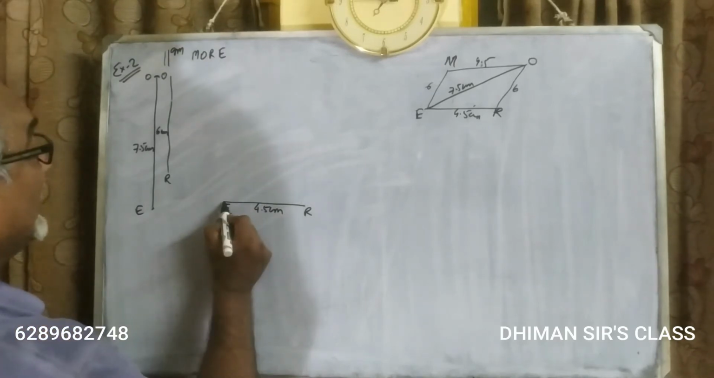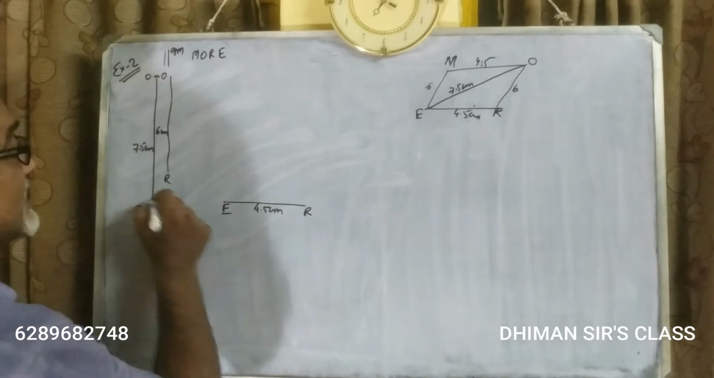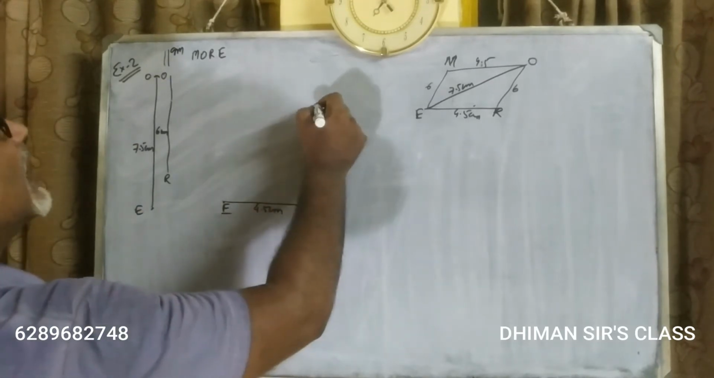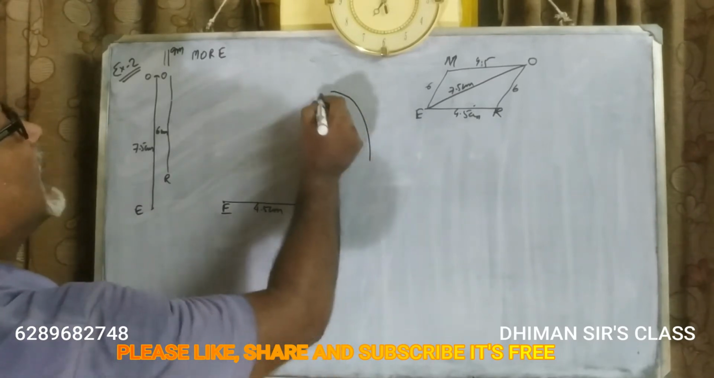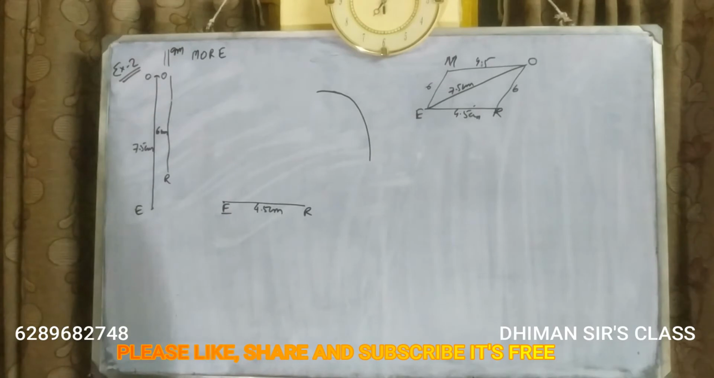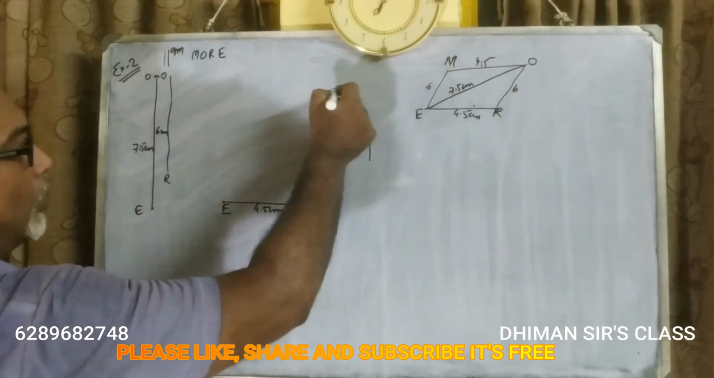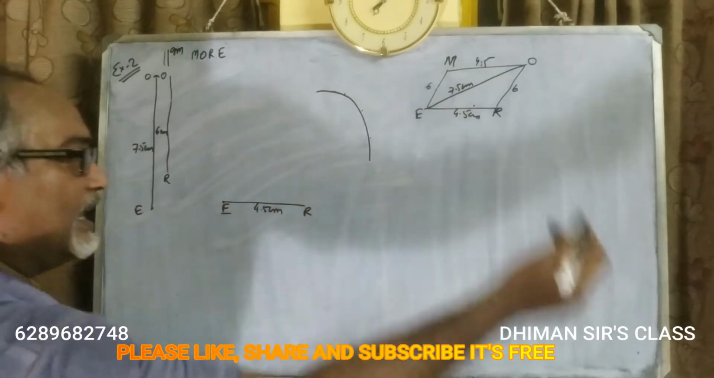So E, put this measurement, this needle should be kept here on E and draw a big arc like this. Okay, means as per our rough diagram, O will be this side, and it may be here, it may be here, it may be here, anywhere.